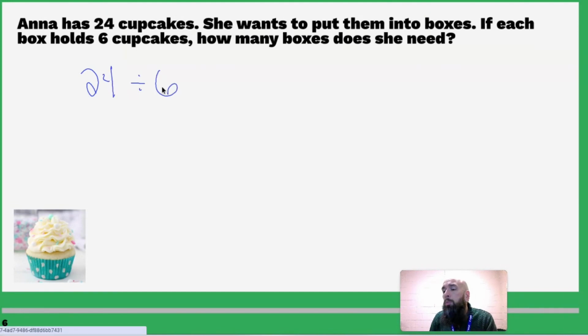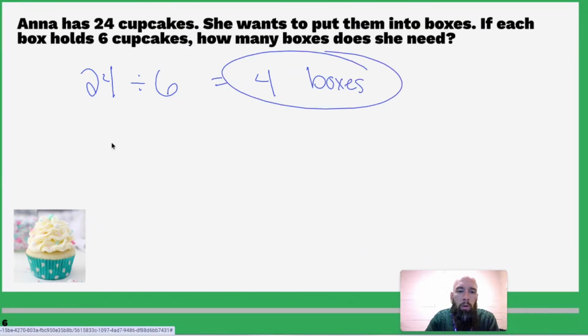Whenever you divide, always put the bigger number first when it comes to real life examples like this. So how many boxes does she need? Well, 24 divided by 6 is 4. That number's friendly enough. I don't need to go off to the side and do anything. How many boxes does she need? She needs 4 boxes.